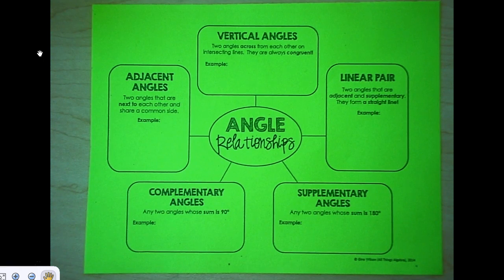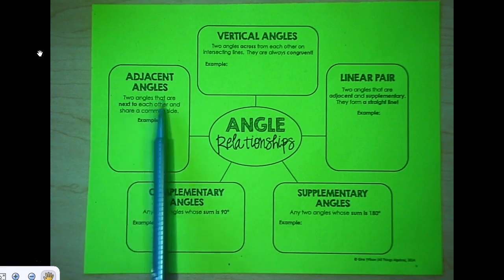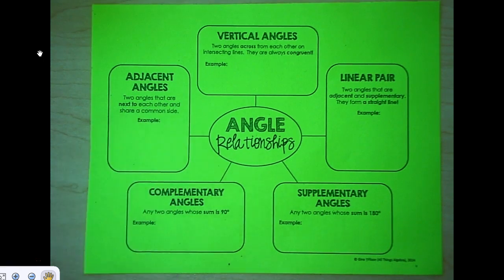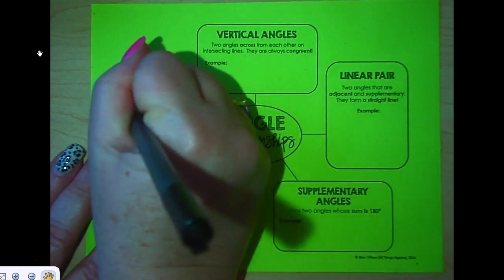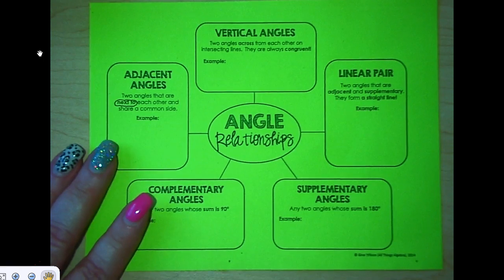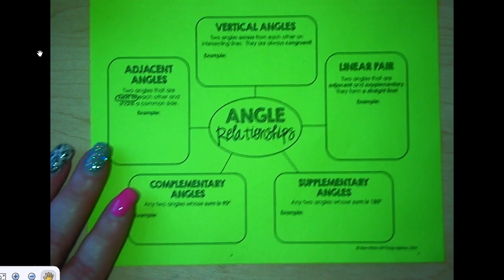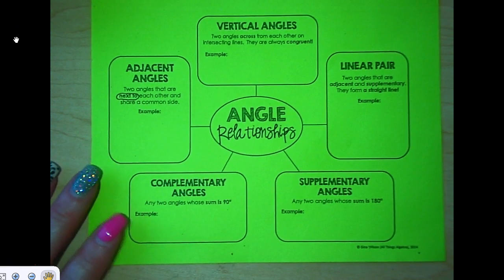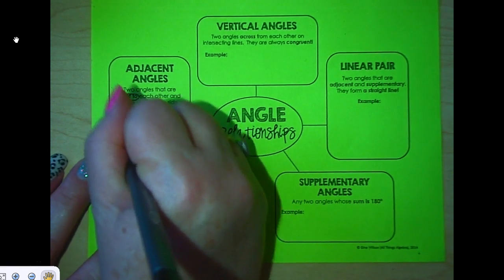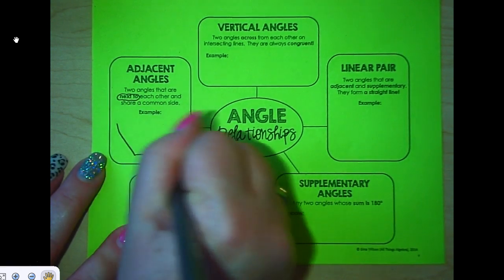Okay, so let's start right here with adjacent angles. Adjacent angles are two angles that are next to each other and share a common side. Right here, next to is the key to adjacent angles. And so we're going to draw what adjacent angles would look like. And to do that, I'm going to start with kind of an obtuse angle.